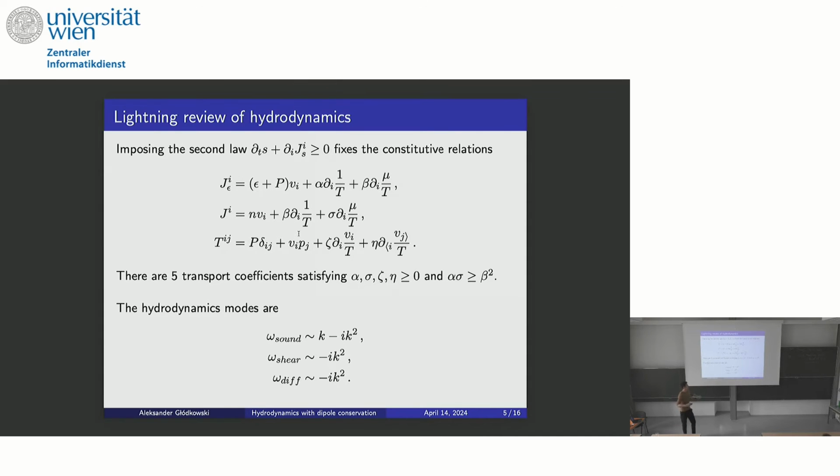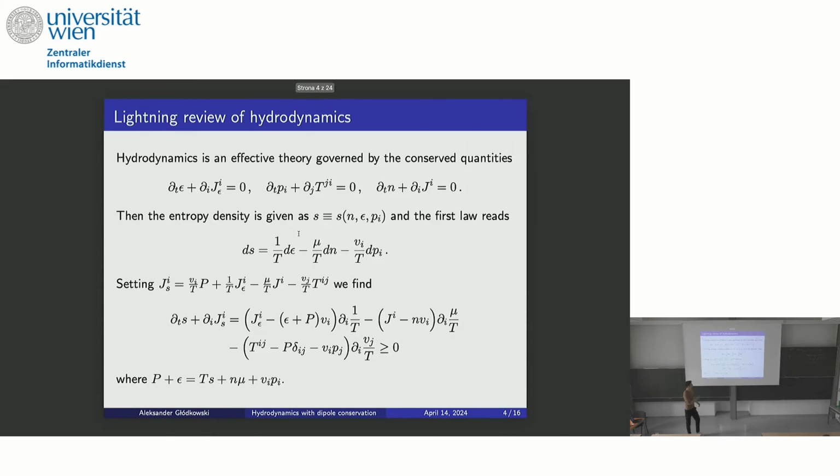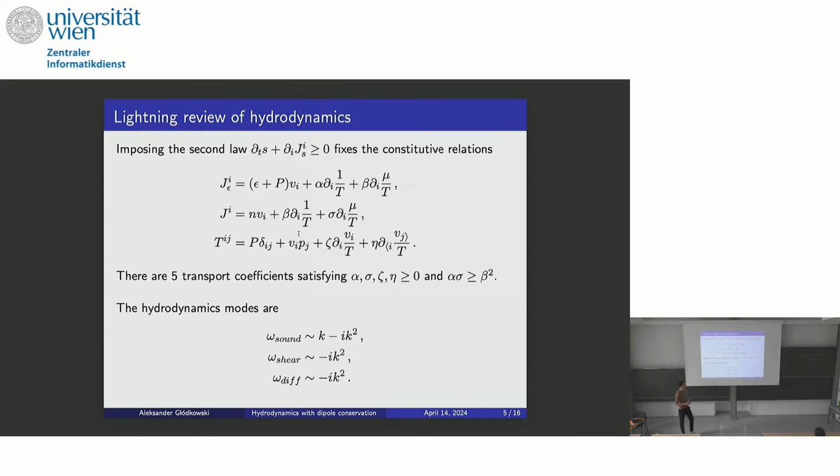You can carry this analysis further and find the first order constitutive relations. And then you can convince yourself, if you plug these constitutive relations with those transport coefficients that I have introduced, 5 transport coefficients that satisfy these inequalities, into this equation, what will show up is just going to be a semi-positive quadratic form. So those are the most general constitutive relations that satisfy the second law of thermodynamics.